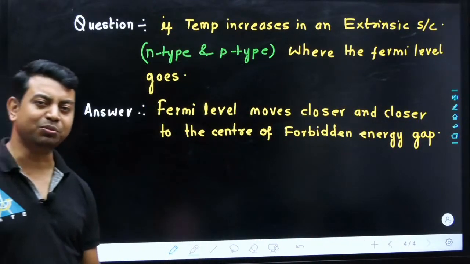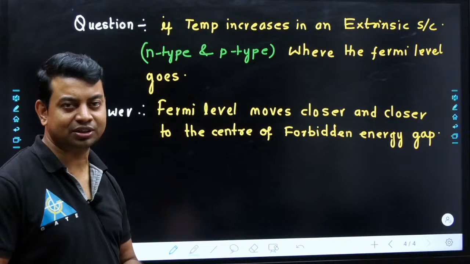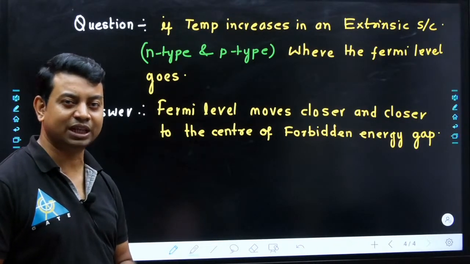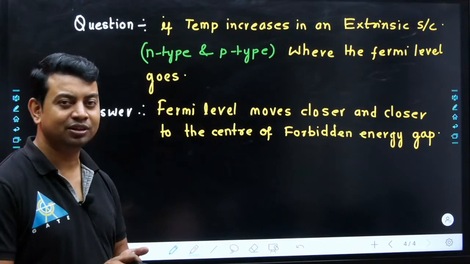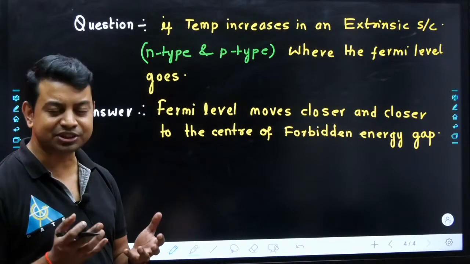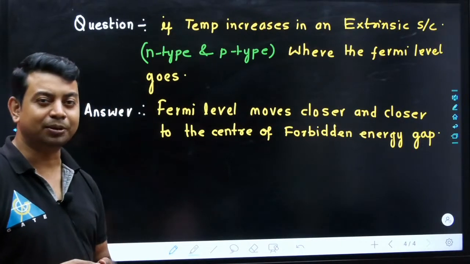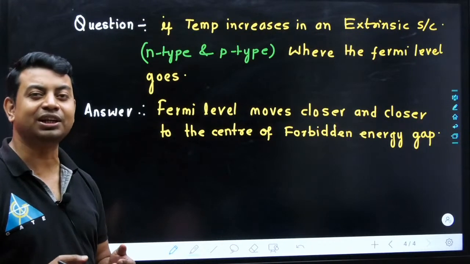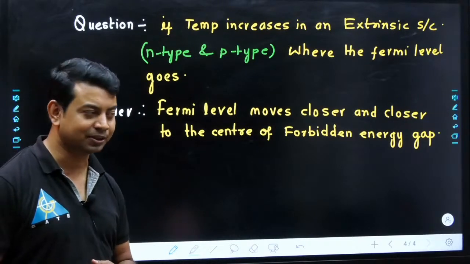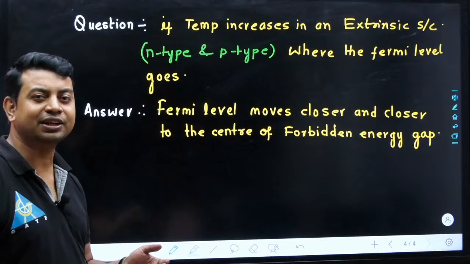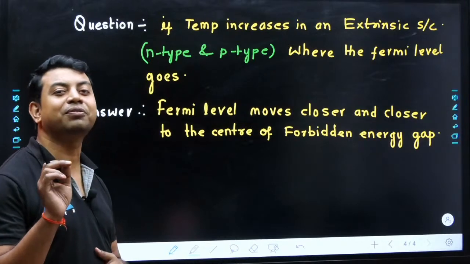Because at some temperature it will move to the center, not exactly, okay. It will be moving closer and closer as we are increasing the temperature. Suddenly it will not go to the center of the energy gap. You should not answer that it will be present at the center. It is moving closer and closer to the center of the forbidden energy gap, and at some particular temperature it will be located exactly at the center of the forbidden energy gap, and at that temperature the semiconductor will become an intrinsic semiconductor. So, if you write that it is located at the center, then you must also say that the semiconductor will become intrinsic. This is not the correct way of writing the answer.